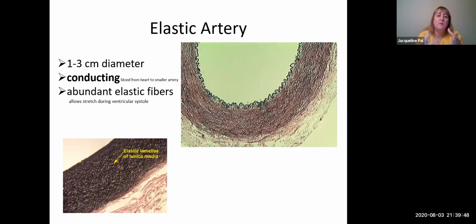This is important because when blood exits the heart, it doesn't exit as a slow stream. It exits as, here's a quarter cup. Now here's a quarter cup. Now here's a quarter cup. So every time blood is being dumped into the aorta, it needs to be able to expand and then come back to its resting state between these pulses. That's why it has so many elastic fibers.